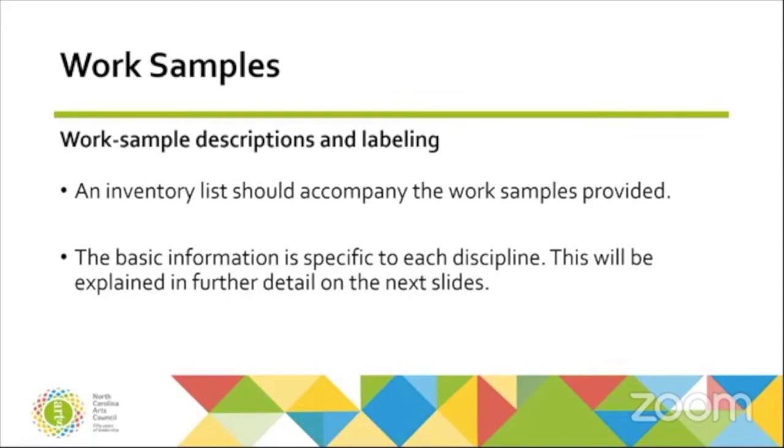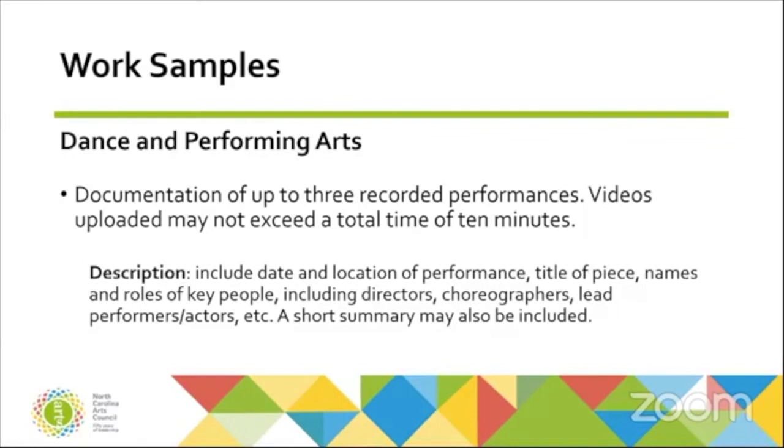Now, an inventory list should accompany the work samples provided. So you'll upload the work samples, and then the inventory list will provide some basic descriptions and labeling for each sample provided. I'll take you through discipline by discipline now, and if you have any questions, just let me know. So dance and performing arts, you can upload up to 3 recorded performances, the total time of which may not exceed 10 minutes. Now, when you provide your description for the work sample, you're going to want to include date and location of the performance, the title of the piece, the names of any key collaborators, and also a short summary to provide context if you wish.